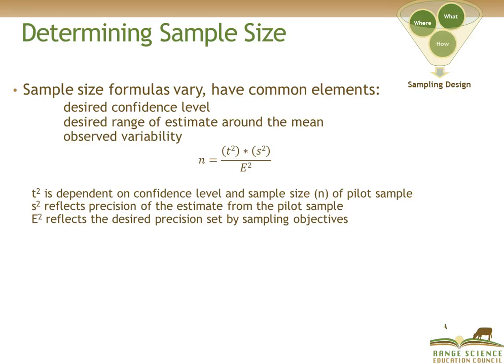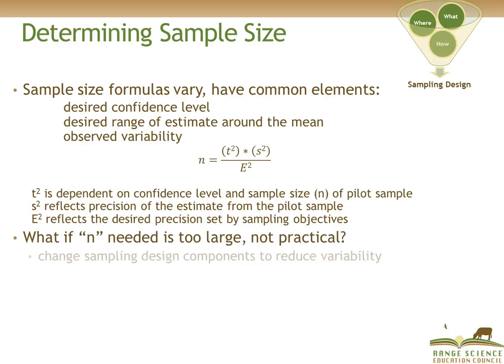Now, sometimes once we calculate the desired sample size, it's just going to be too large or impractical for us to be able to collect. And in that case, we have to make some sort of adjustment. First, we could change the sampling design components in order to reduce variability. And so in that case, we would consider all of the components that we've considered so far in this lesson.